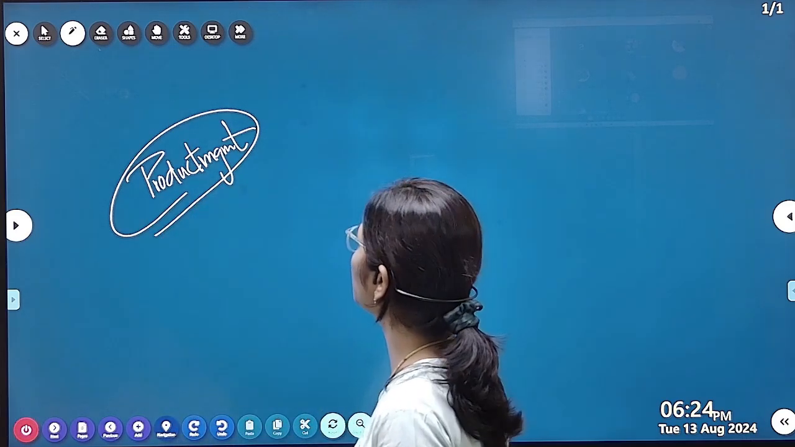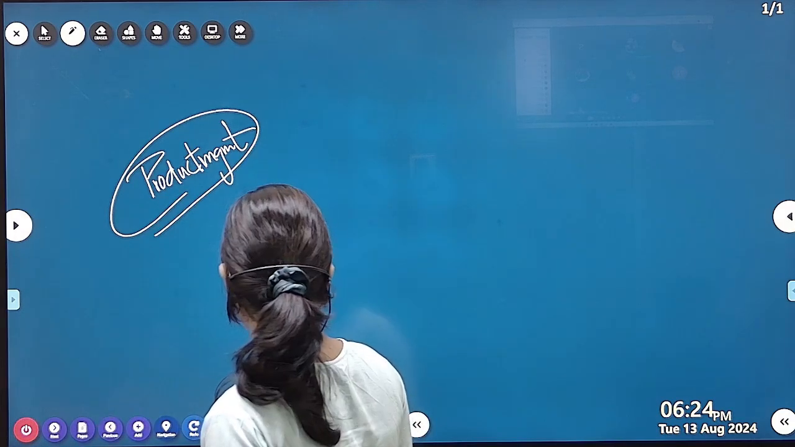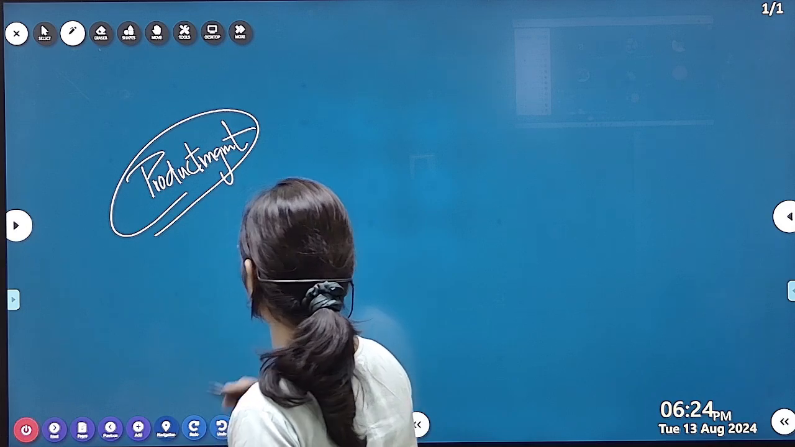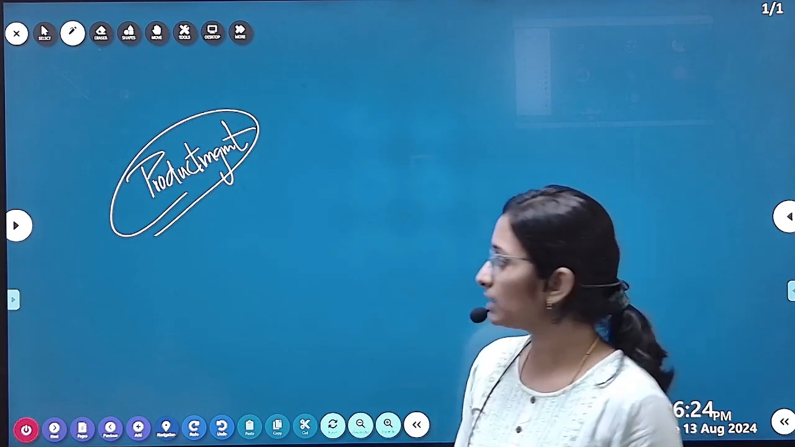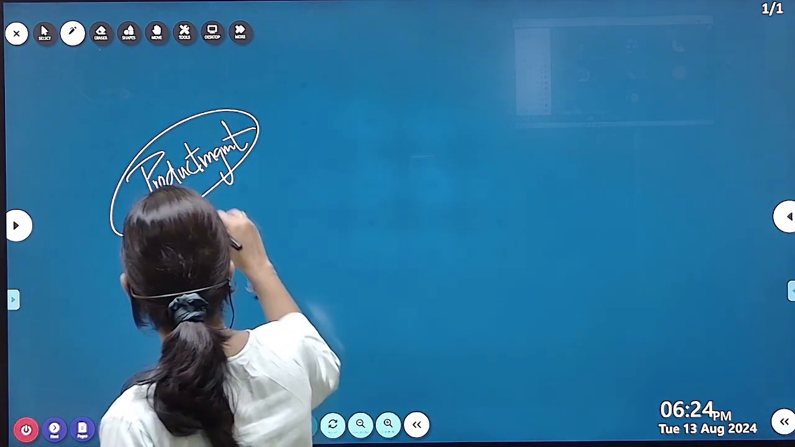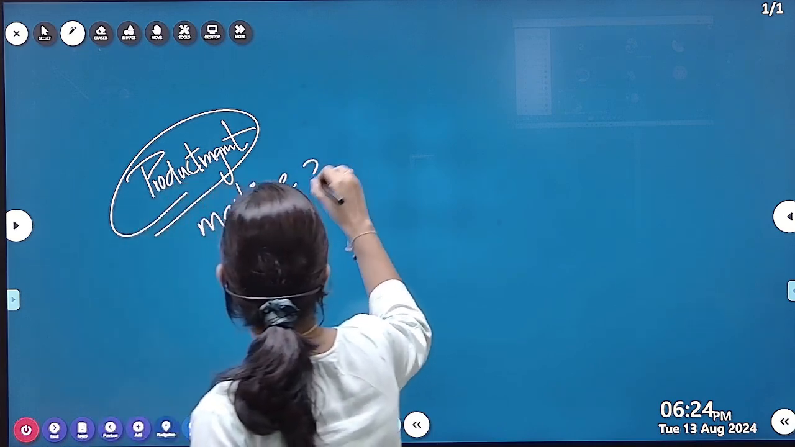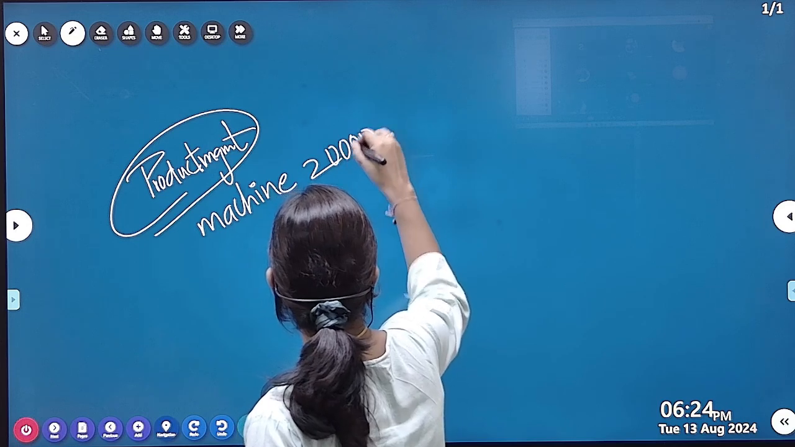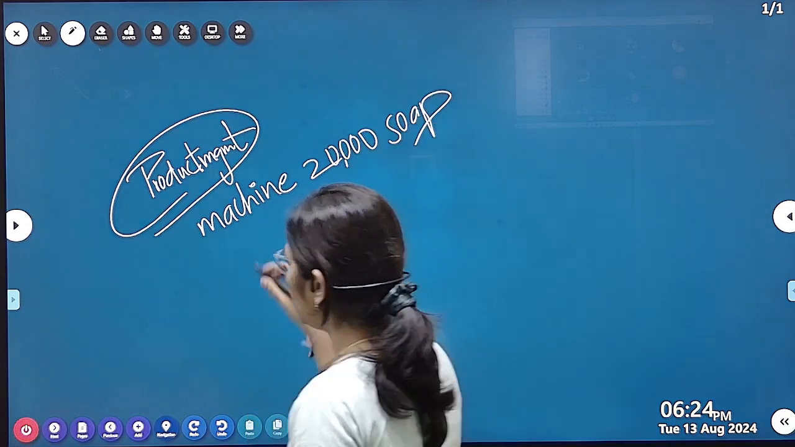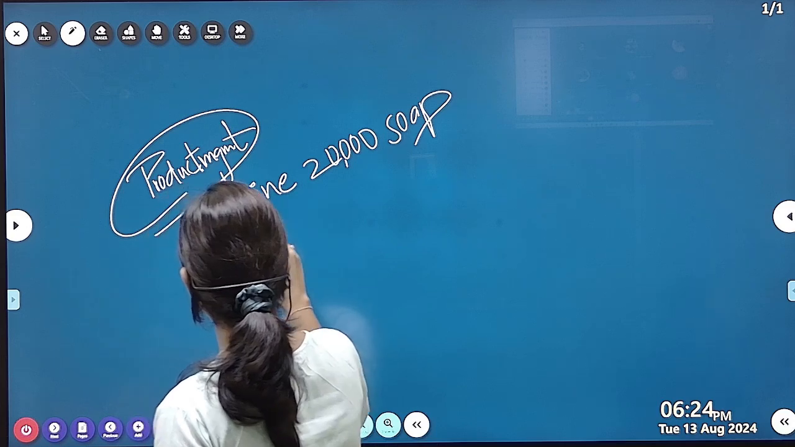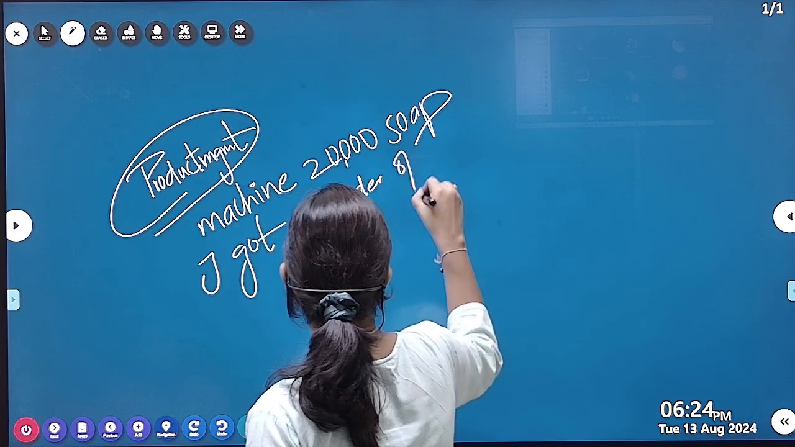Previously, let us talk about product management. Let us take an example of a soap business. Actually, I have a machine which produces only 20,000 soaps. But I got an order of 50,000.